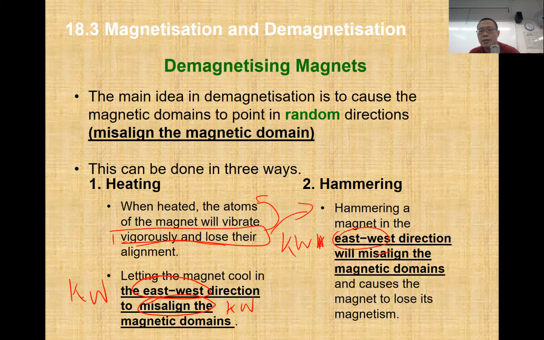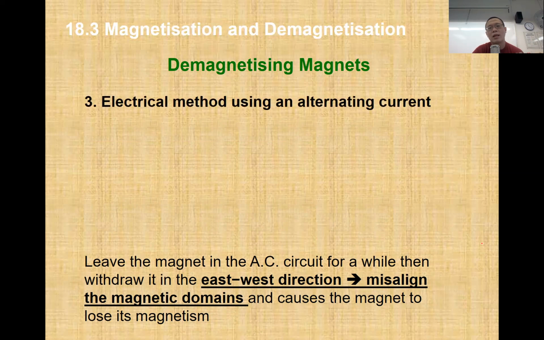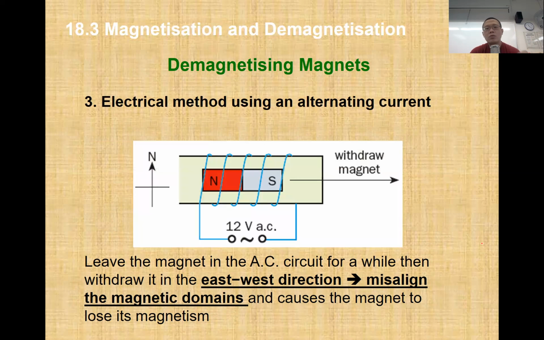The main task of giving energy to the domains is to misalign the domains. So with demagnetizing, you have 3 methods. The first 2 are fairly simple: misalign the domains, and it has to be in the east-west direction. In fact, the third method uses the same keywords, but the way we use it is a bit different. We use electric current now, what we call alternating current. Alternating current is whereby the current changes direction.